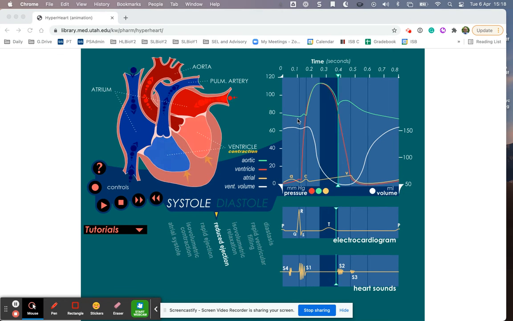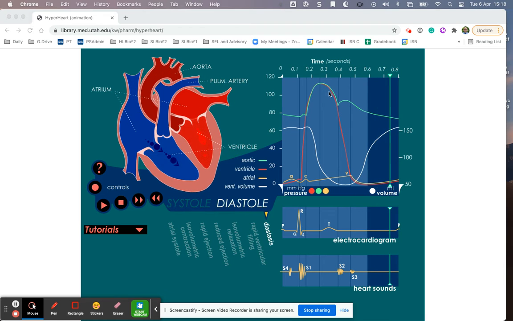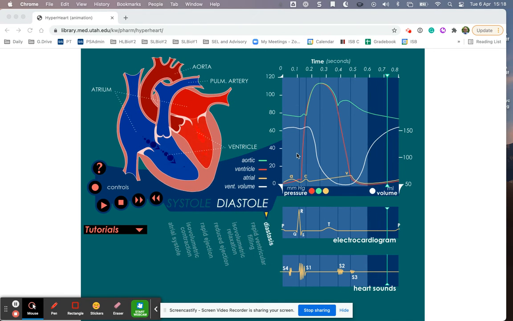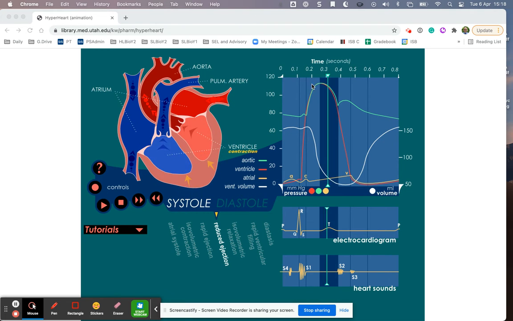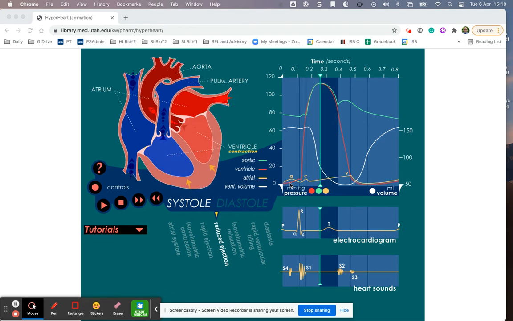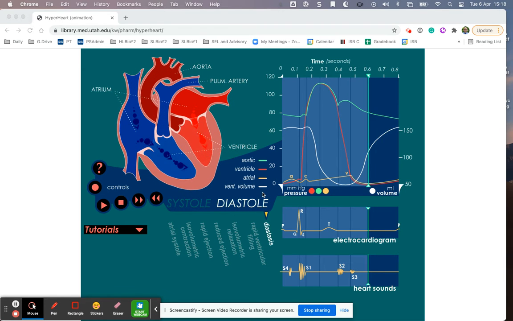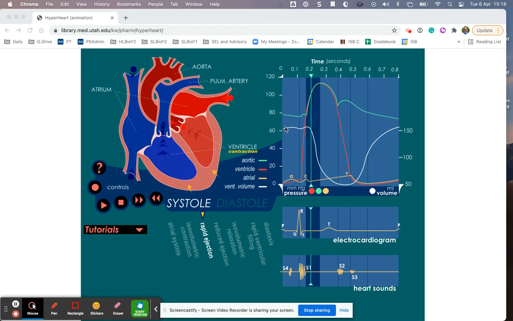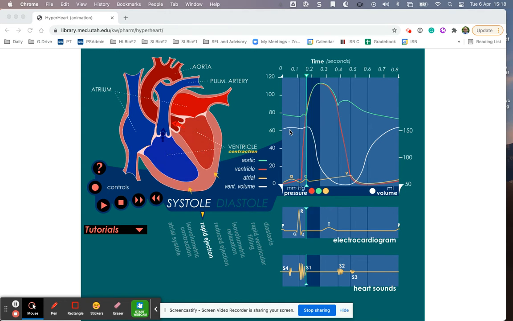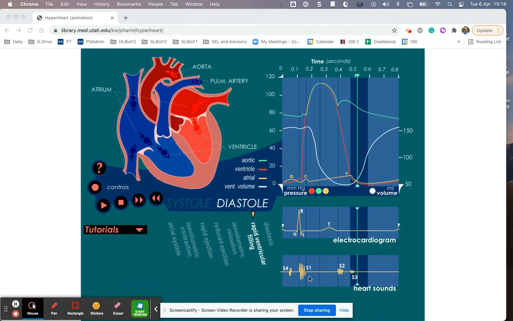So the green is the aortic artery, so that's blood leaving for the rest of the body. The red is the ventricle, and the yellow is the atria. And then white is the ventricle volume, so how much blood is in there.